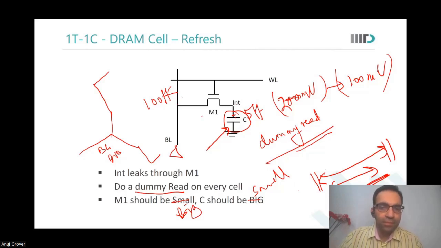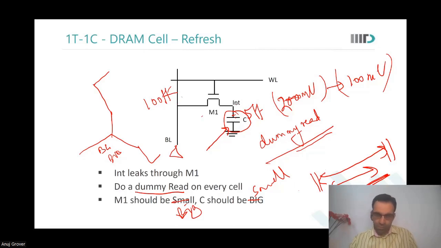So I understood why we are refreshing, but can you please explain how we are refreshing the internal node? We simply read every row. When you read a row, what happens? The sense amplifier will fully charge or fully discharge the internal node. So any loss of charge which would have happened because of leakage is taken care of.